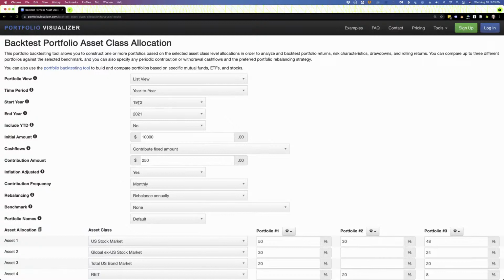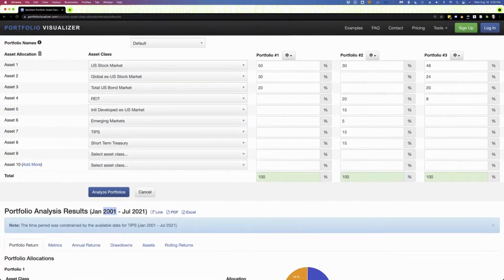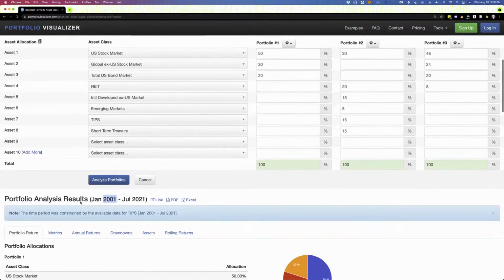Anyway, you'll see that 1972 is the starting year. When you come down, though, and look at the results, you'll notice that it doesn't start in 1972. It doesn't start until January 2001. Why? Well, in these portfolios, it tells you right here, one of the asset classes happens to be TIPS, Treasury Inflation Protected Securities. Here it is. It's part of David Swinson's portfolio. And Portfolio Visualizer doesn't have data back to 1972 on TIPS.